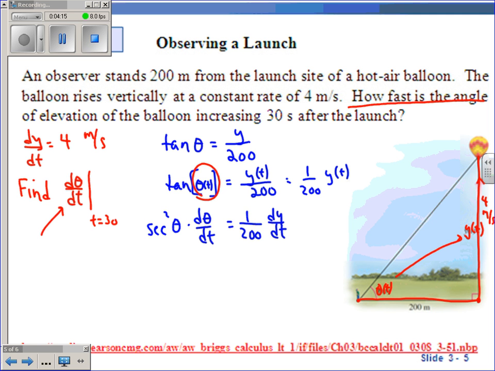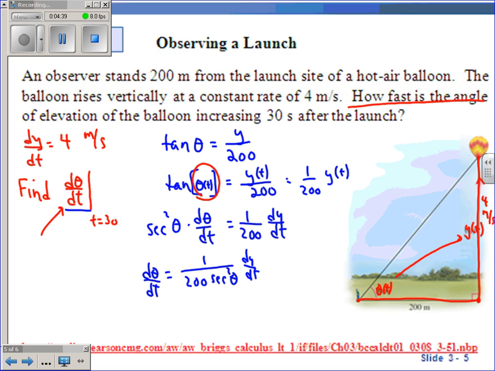We're looking for d theta dt, so let's solve for it. D theta dt is going to equal secant squared of theta. Oops, it should be on the bottom. I should have 1 over 200 secant squared of theta times dy dt.